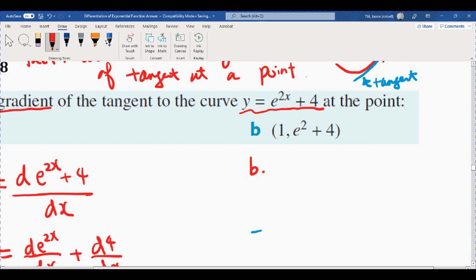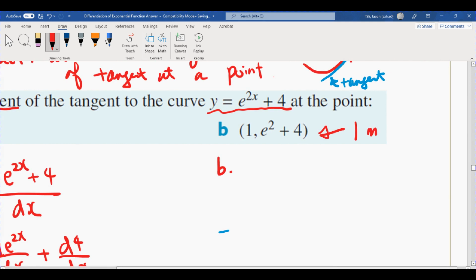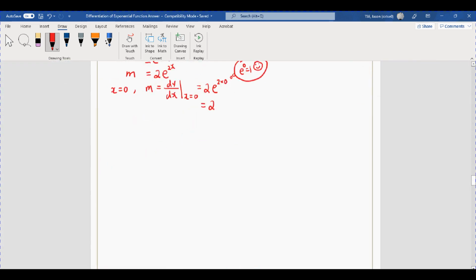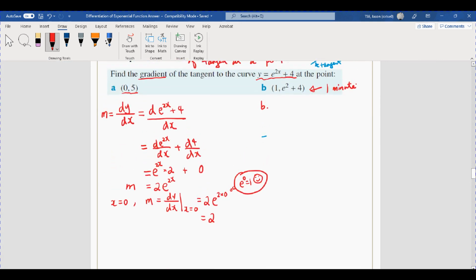Okay, so how about B? Right now B is another point, so there are 2 different points. How can you find the gradient? Okay, I will give you 1 minute. Try to get your answer. The hint is you don't need to do it from the very beginning. You can use the results in the previous part. Okay, let me zoom out. You see the previous parts. You've already got the gradient in terms of x. How can you get the gradient at x equals 1? 1 minute.